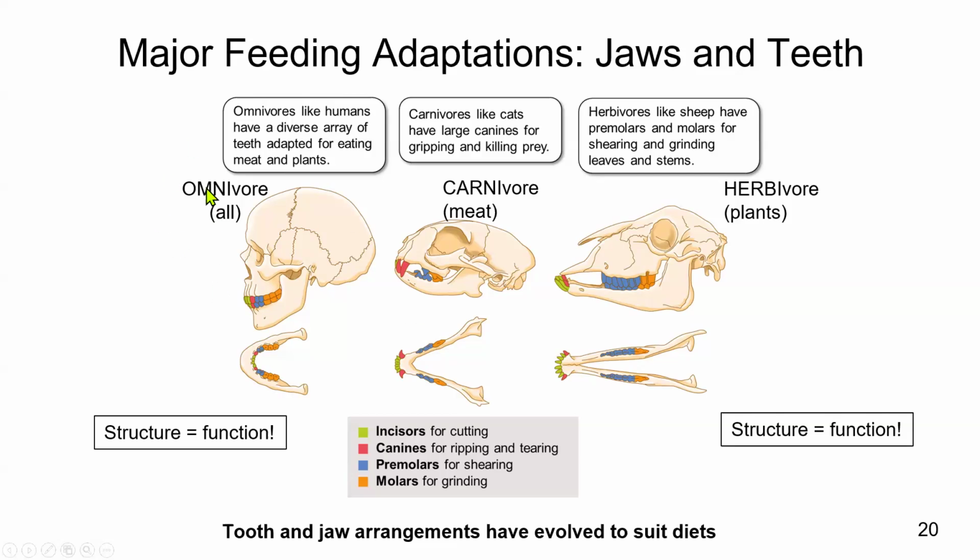Or if you look at humans' teeth, we are omnivores. We eat both plants and animals, and we have a combination of this ability to rip stuff up, but also grind it up. So we can do a little bit of both. And so, as I said before, the structure of teeth and jaws relates to their function so that they suit the diets of these different organisms that they've evolved in.